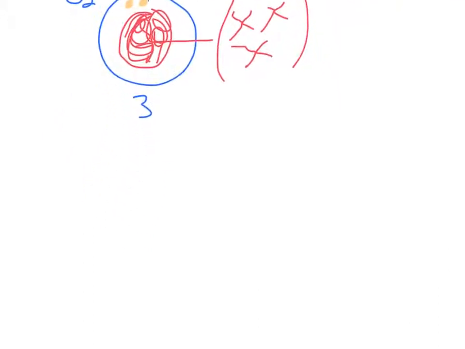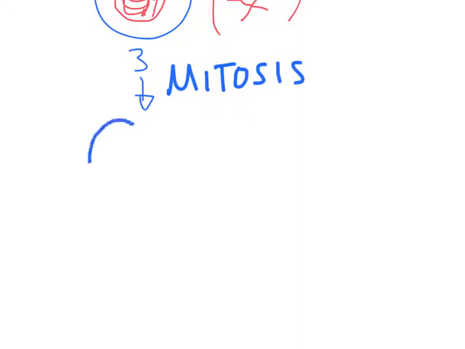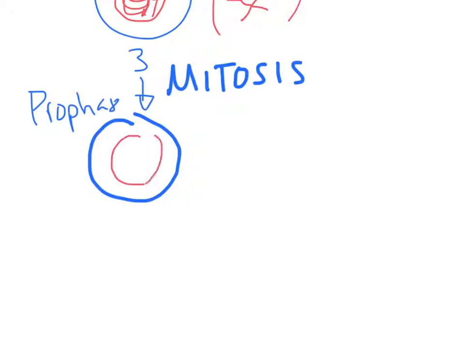Okay, after G2, that's when we go, if we get the signal, we go into actual mitosis. So now we are in big mitosis. That was all interphase before. Now we're in mitosis. So we still have our one cell. The first phase of mitosis is called the prophase. Prophase has a nuclear envelope.